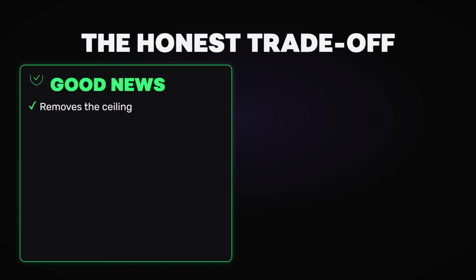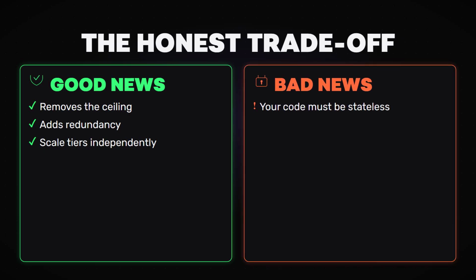I want to be honest with you about something most courses won't tell you. The good news is horizontal scaling removes the ceiling. It adds redundancy. It lets you scale individual parts of your system independently. If only your application tier is overloaded, you add more app servers without touching the database, and cloud platforms make it relatively easy to spin up new instances automatically when load spikes. That is real. The bad news: your application code has to be designed for it.